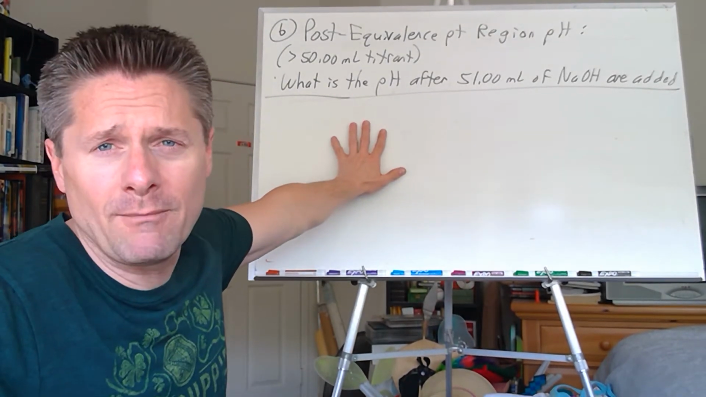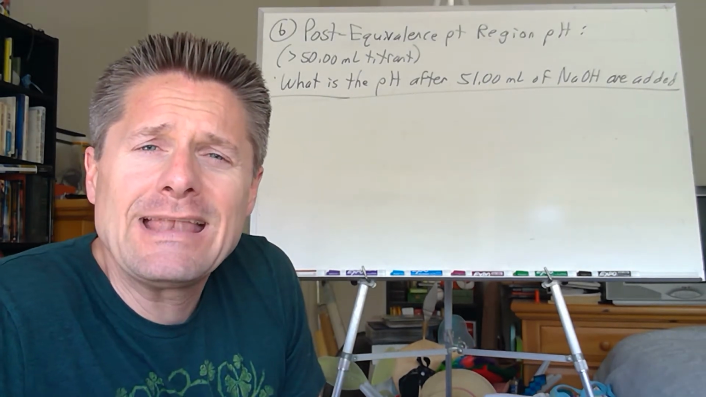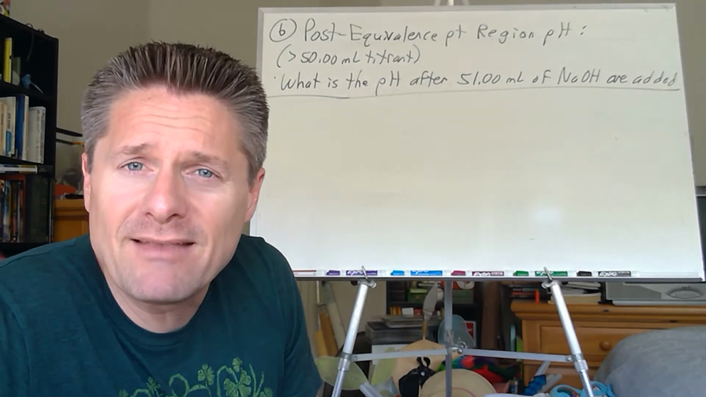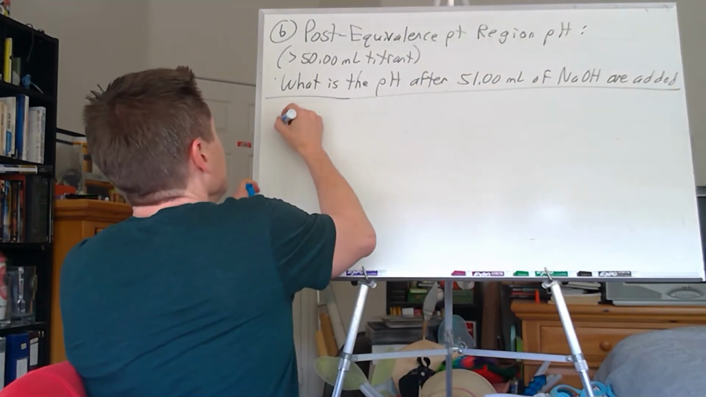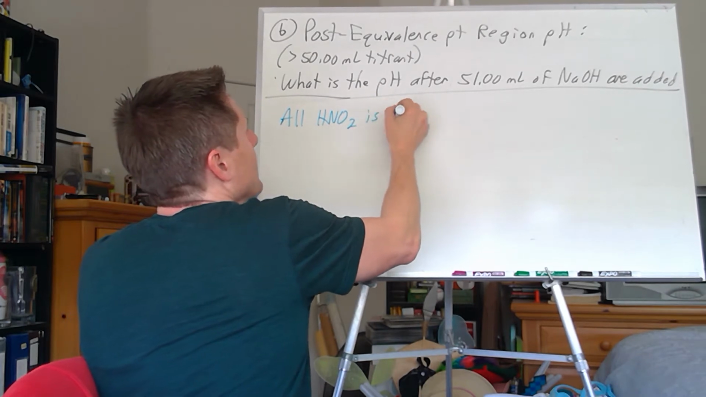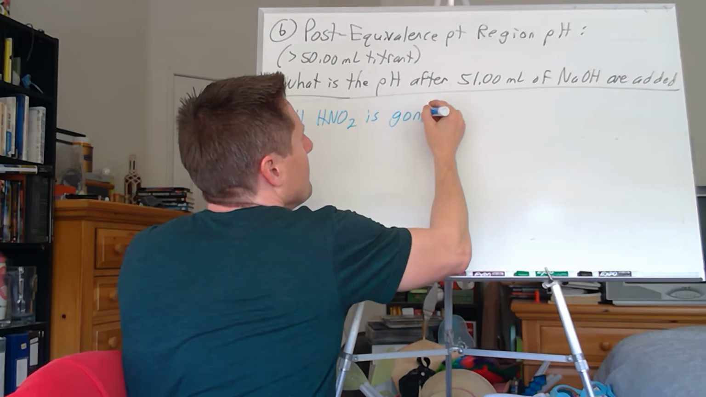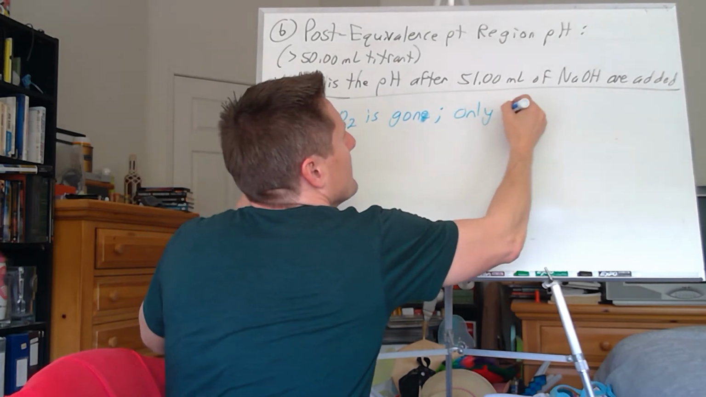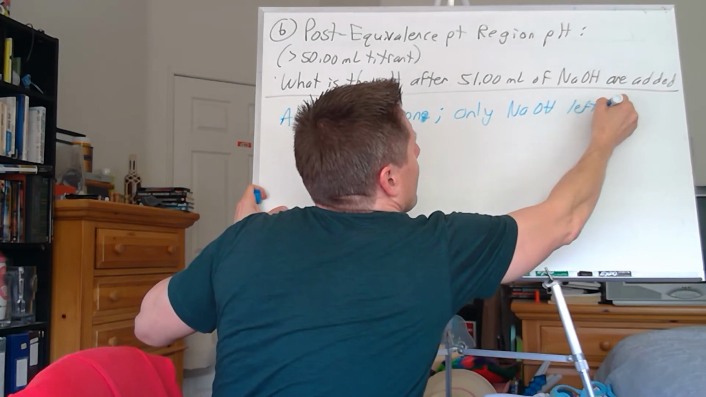So what I want you to do here, use neutralization exactly like we did before. Calculate the amount of base left over because all the acid is gone. Correct? So all acid is gone. It is bye-bye. So we have only sodium hydroxide left over.